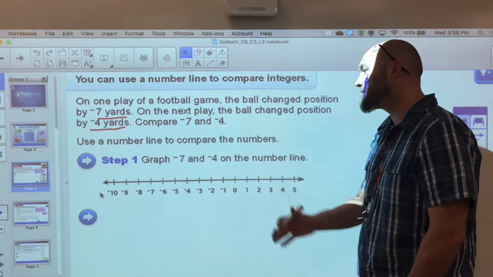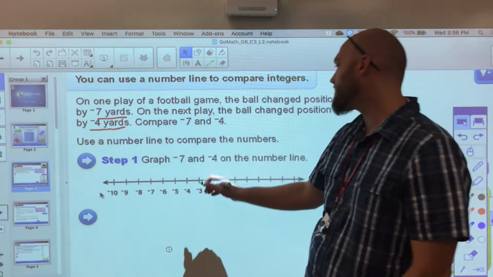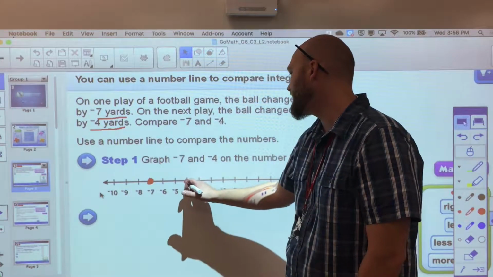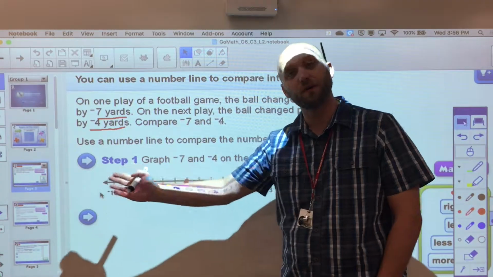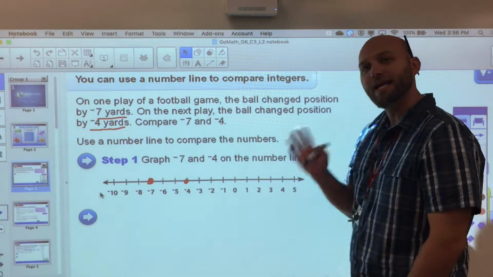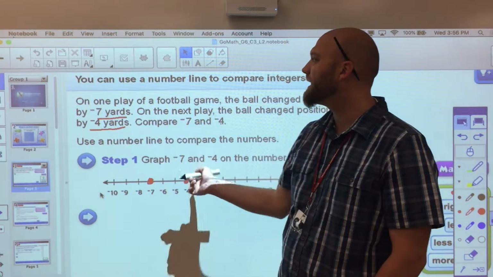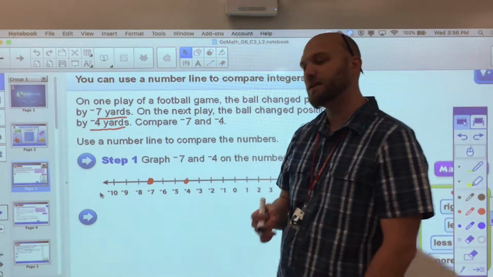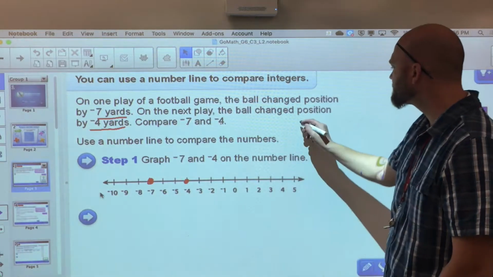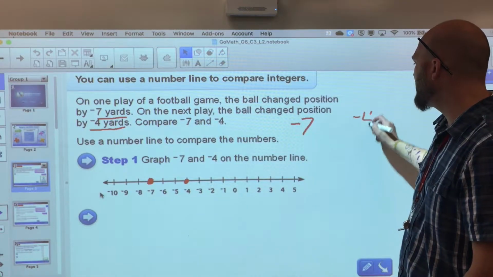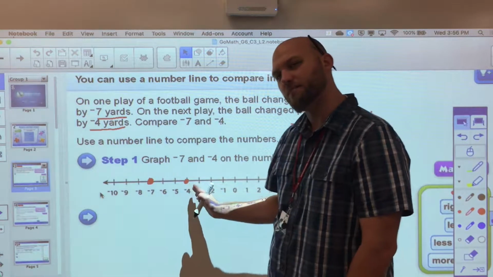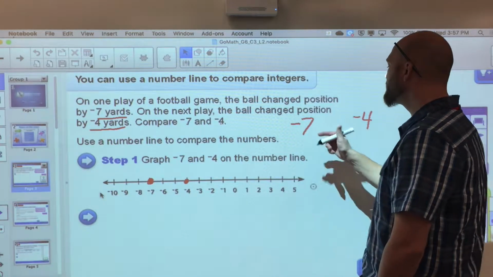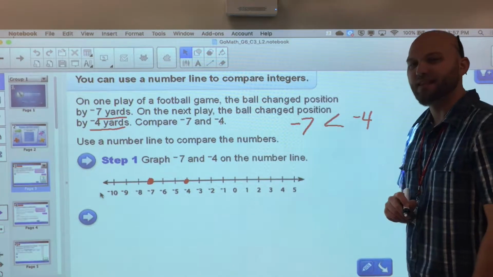Well, let's use a number line to compare the numbers. I'm going to graph -7 and I'm going to graph -4. Again, anything to the left of 0 is a negative number, anything to the right of 0 is a positive number. So now I want to compare those two integers. Well, which one is the least? Is it -7 or -4? I have -7 and I have -4. And I'm looking here at this number line. -4 is actually closer to 0 and the positive numbers. So -7 is less than -4.